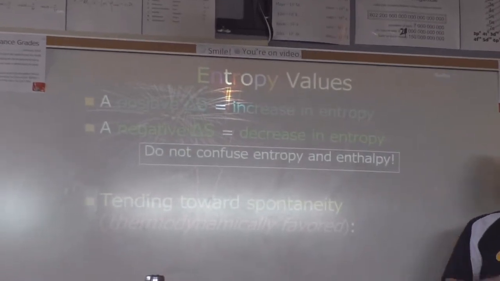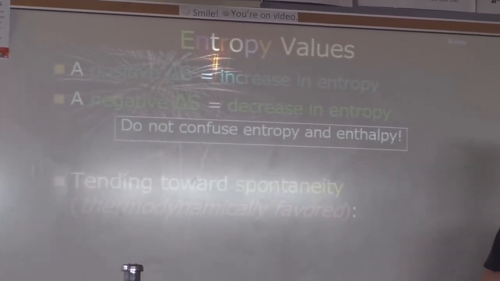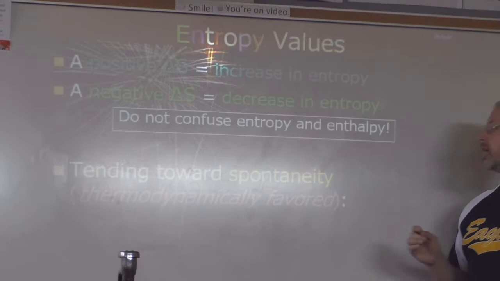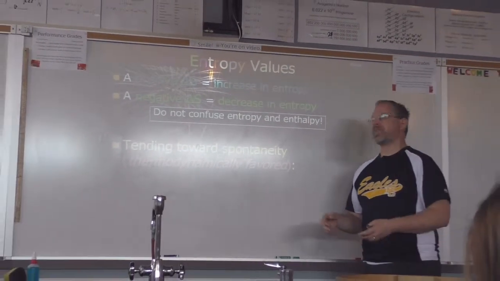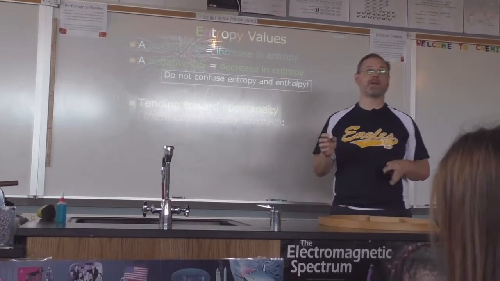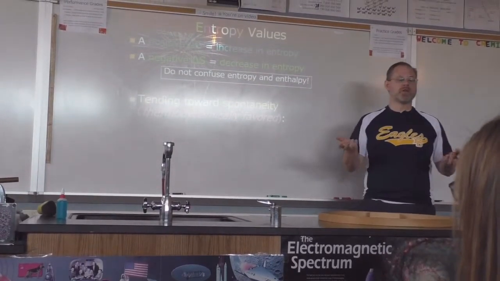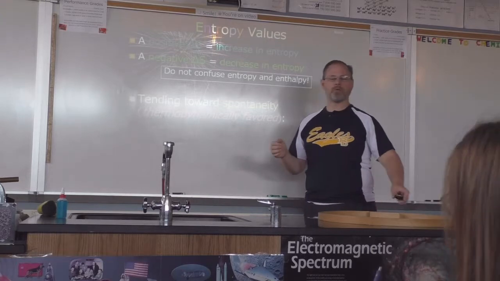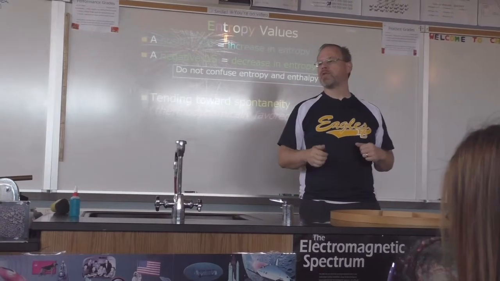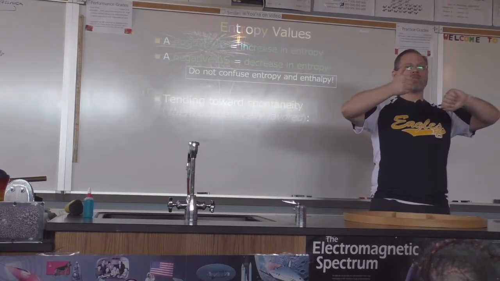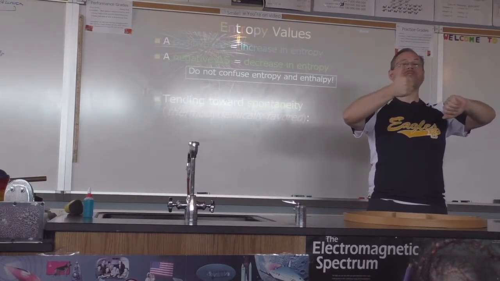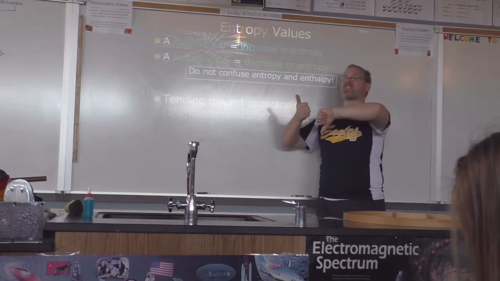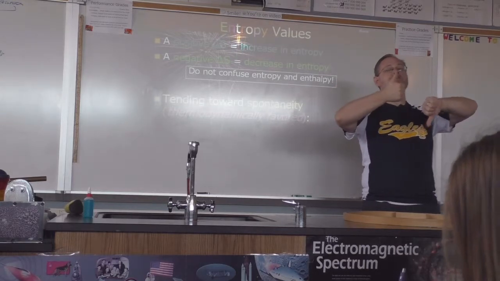Now, don't confuse entropy and enthalpy. They are two different things that work together. Enthalpy is heat. Entropy is chaos. And let's just summarize what the universe favors. Again, we say these are thermodynamically favored or spontaneous. Spontaneous is the word we use to say the universe likes it. Okay, so enthalpy. What sign, with a thumb, positive or negative, does the universe prefer? Does the universe prefer a positive enthalpy value, where energy goes into a system, or a negative enthalpy value, where energy comes out of a system? What do you think? What is spontaneous?